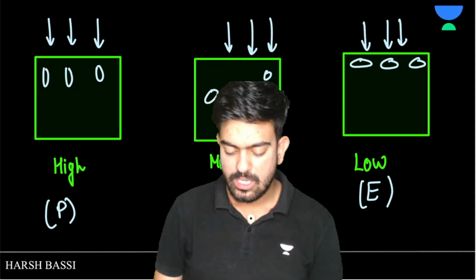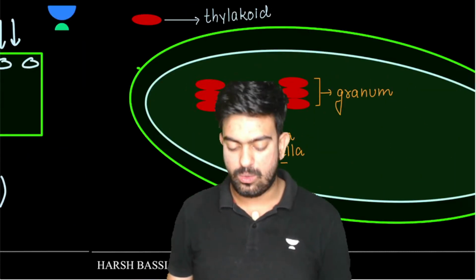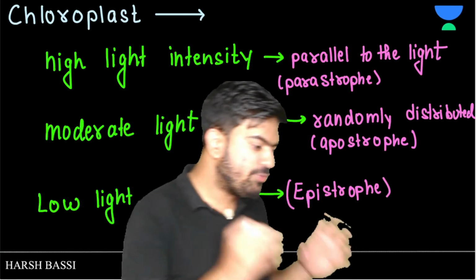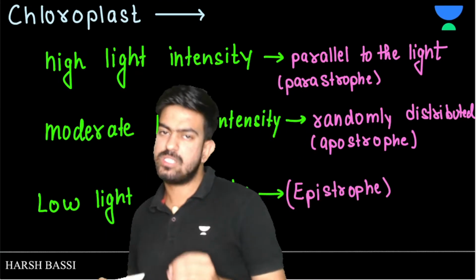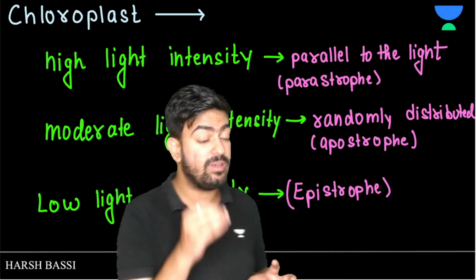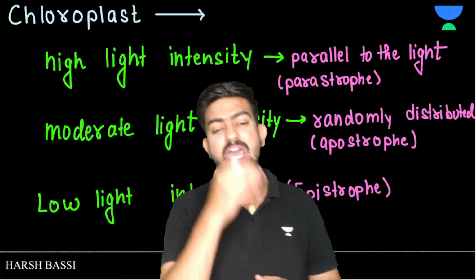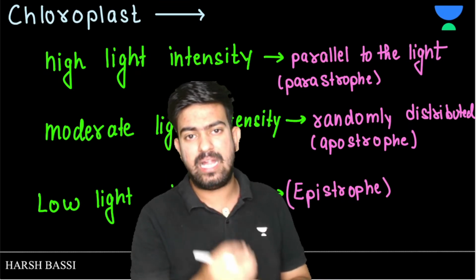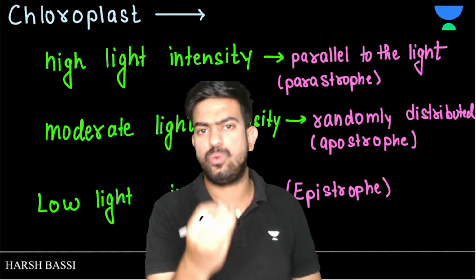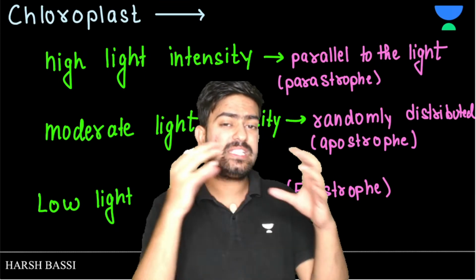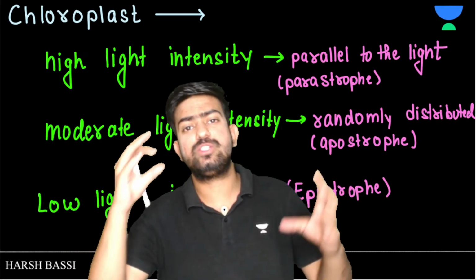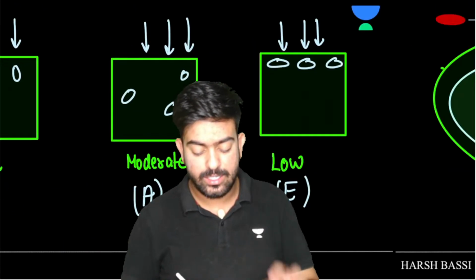Now let's move on and talk about the structure of the chloroplast. We all know that photosynthesis is taking place in the green part of the plants. In those green parts, we have a cell organelle which is known as chloroplast. Inside the chloroplast, there are so many things, and we have to understand them.